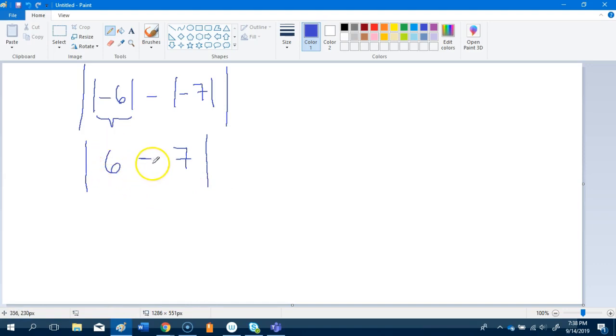6 subtract 7 gives me -1. Then I bring down the absolute value bars, and lastly I take the absolute value of -1, and that's going to be +1, and that's the answer. So as I said, a little bit of signed numbers, a little bit of integers, a little bit of BEDMAS, a little bit of absolute value.